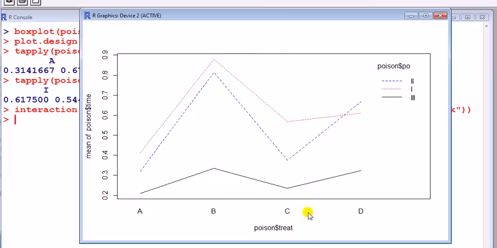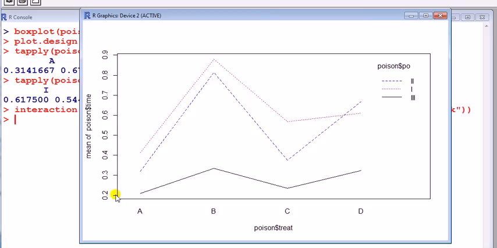Along the horizontal axis, we have the levels of one of the factors, the factor treatment, which is A, B, C, D. And the lines here represent each of the three levels of type of poison. If we ignore the lines and just look at the endpoints, each endpoint tells you the mean of the combination of the levels.